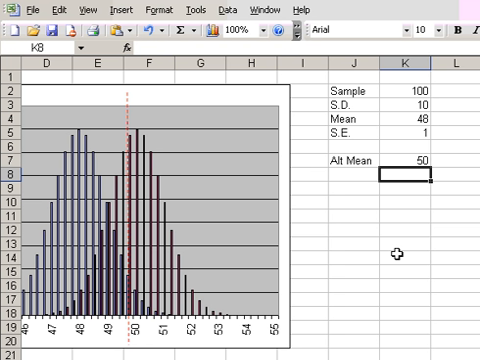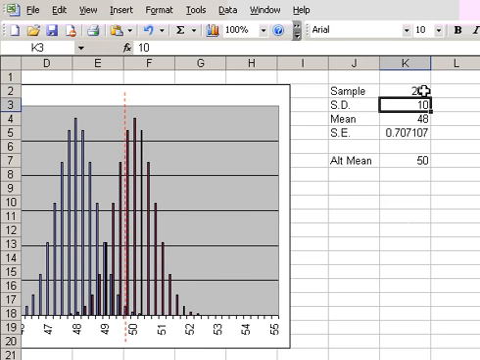And now the other possibility for reducing the type 2 error is to reduce the standard error. And the standard error is a function of the sample size. So if we increase the sample size, we can reduce the standard error. Let's increase the sample size to 200 and see what the result is. When we increase the sample size to 200, we reduce the standard error to 0.7.